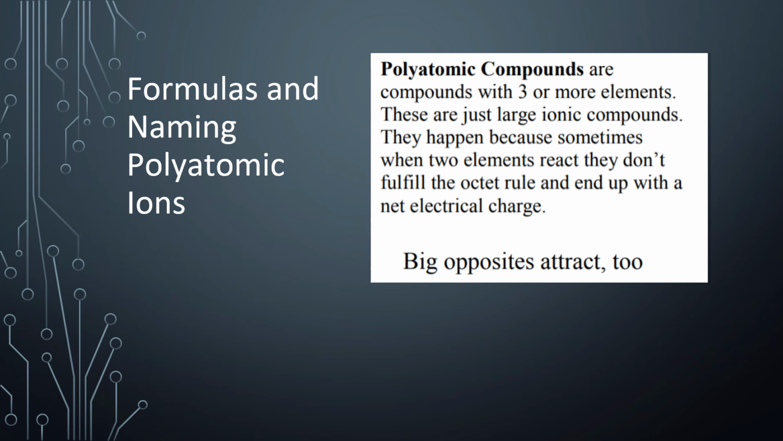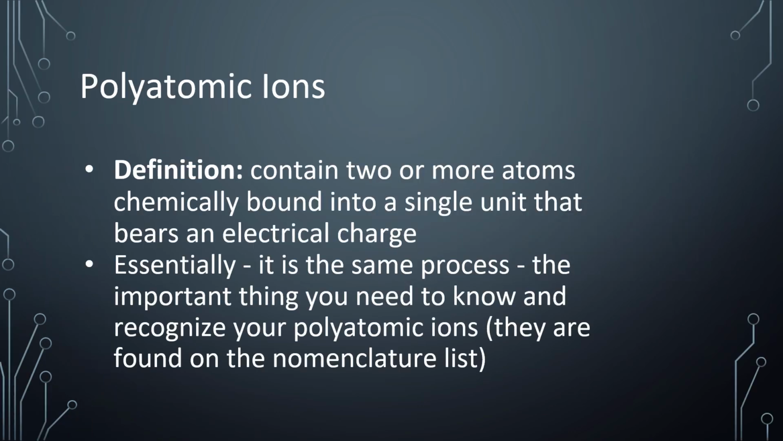So we did ionic, now it's polyatomic compounds and polyatomic ions. A polyatomic ion is just a really large ionic compound, meaning you still have positive and negative charges, but you just have more elements involved. So definition: a polyatomic ion technically is an ion that contains 2 or more atoms chemically bound together in a single unit that bears an electrical charge, positive or negative, but mostly negative. There's 1 positive, and it's called ammonium, NH4 1+.